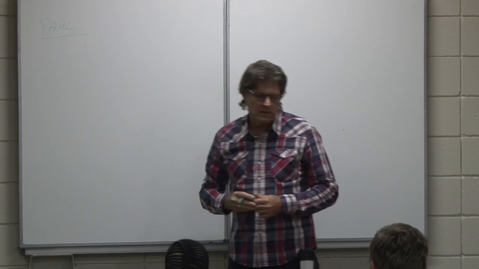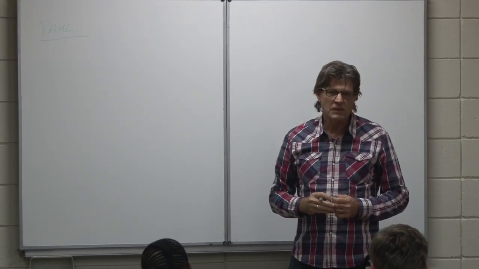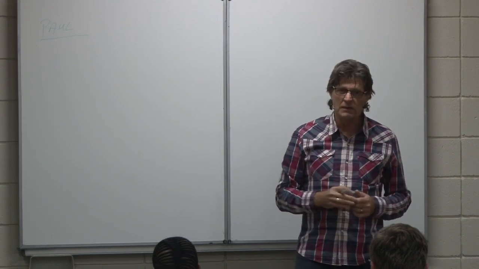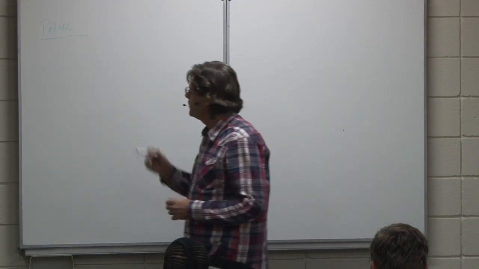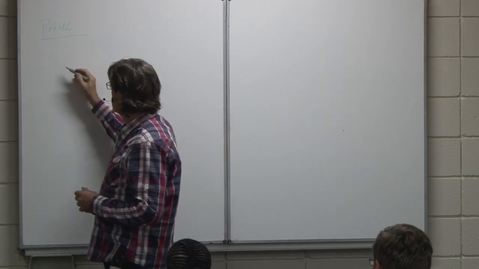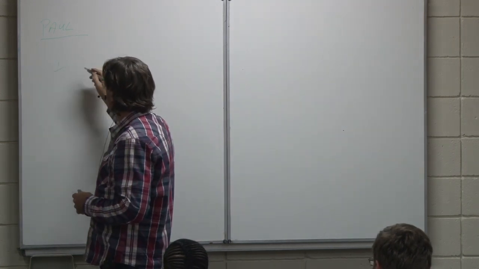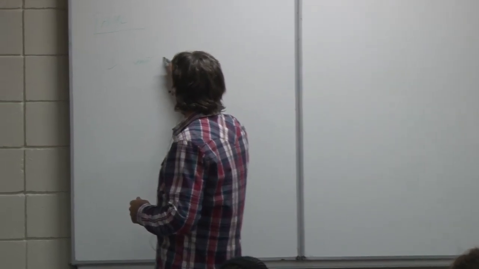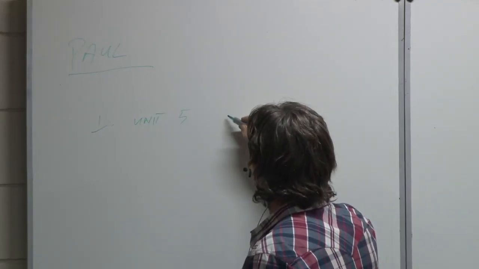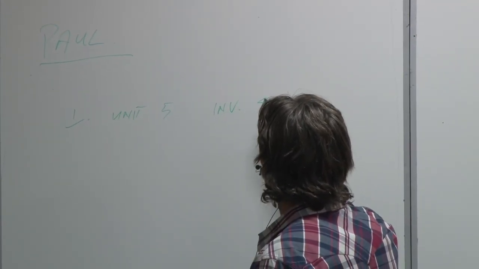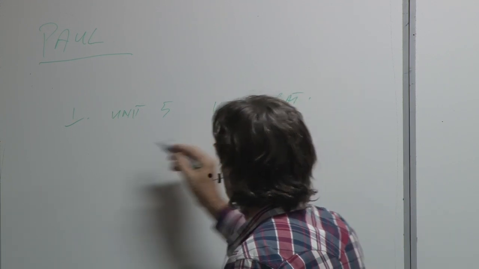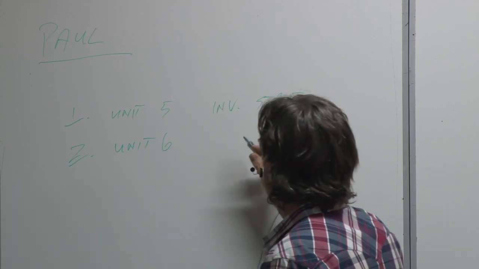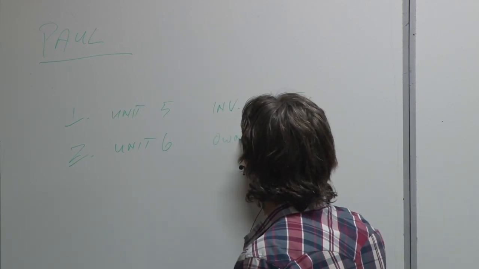What we're going to cover today: there were a lot of disruptions in the second term of the year, so we didn't get through as much work as we wanted to. We didn't cover as much detail. But today we're going to go through Unit 5, which is investment strategy. We're going to go through Unit 6, which is ownership entity.